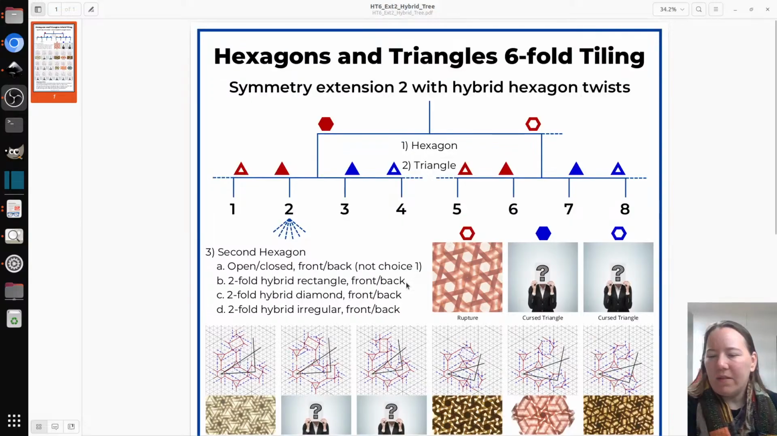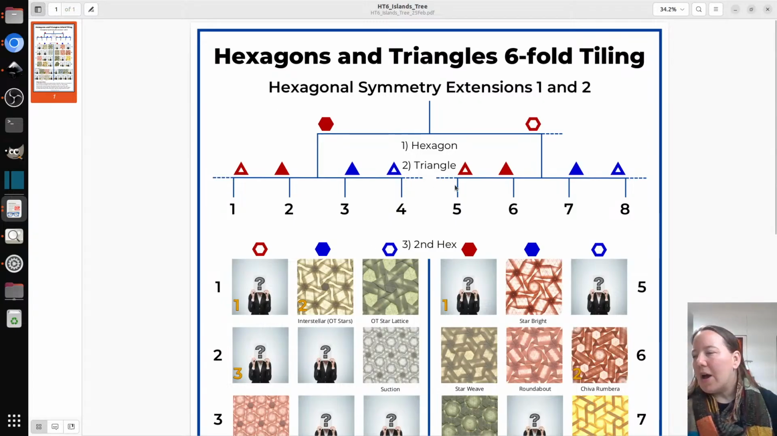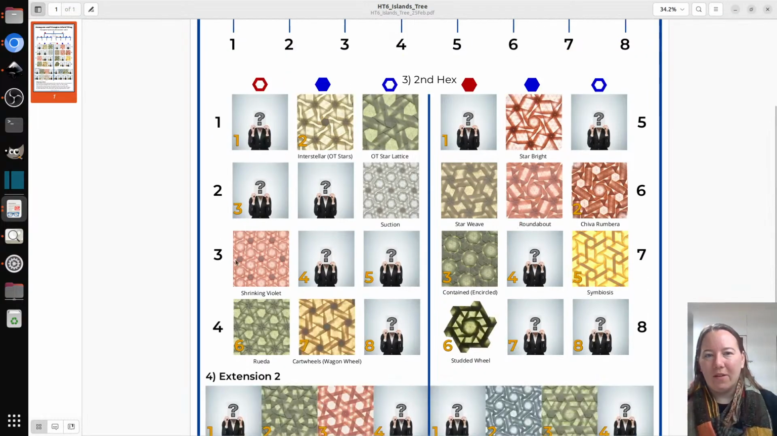Another way is to say, and I'm going to show a different one first here. Okay, you have a hexagon, you have a triangle, and these are closed or open on the front or the back. And then you say, well, I'm going to pick a second hexagon that's different. And so these are all the options. There's a bunch that don't have photos because I haven't folded them yet. And so those are opportunities for you to go and say, hey, here's a new design.